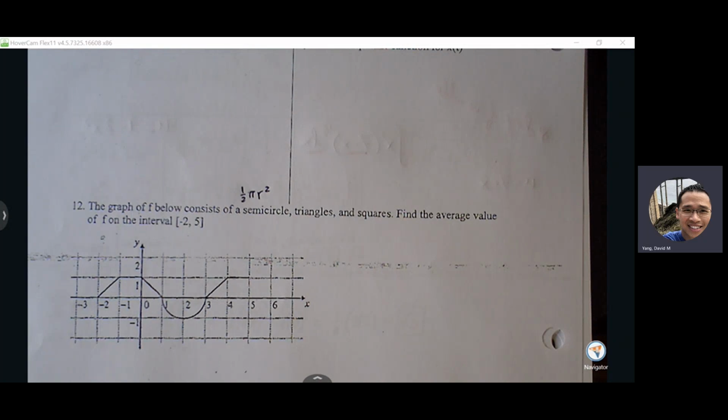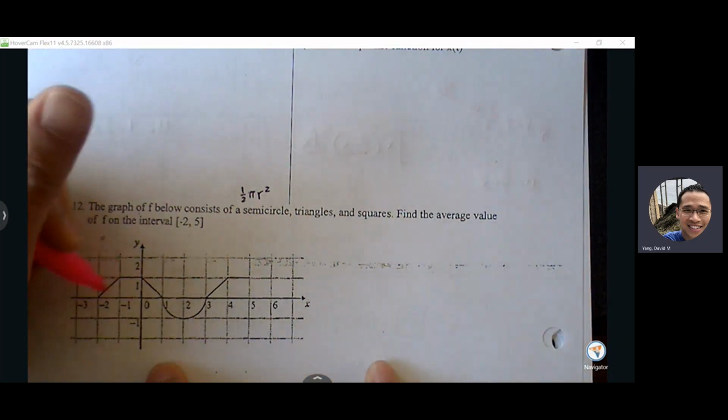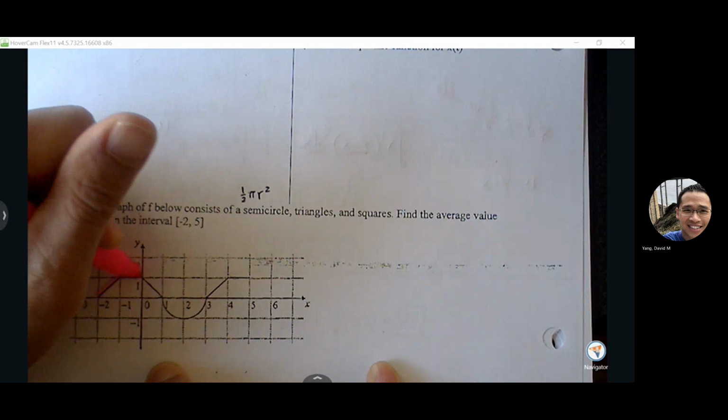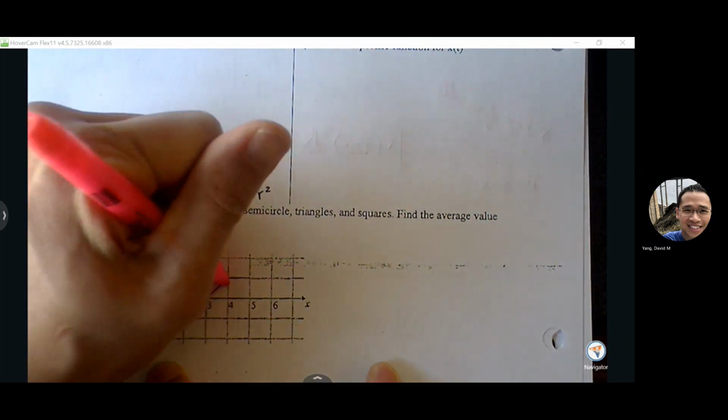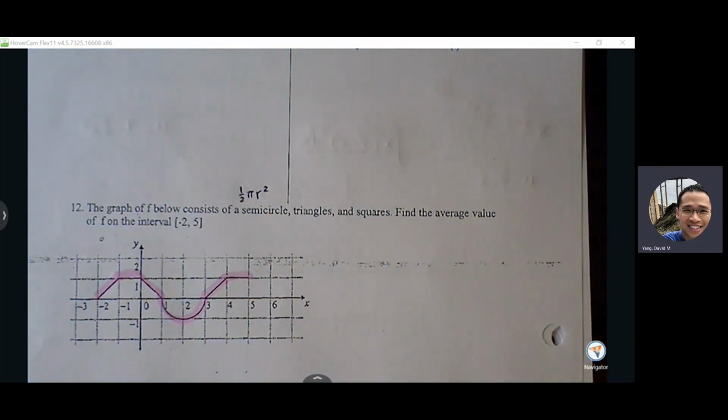So let me highlight the graph. Okay, so here's the function. The function f is here. So there's the function f. Find the average value of the graph on the interval from -2 to 5.